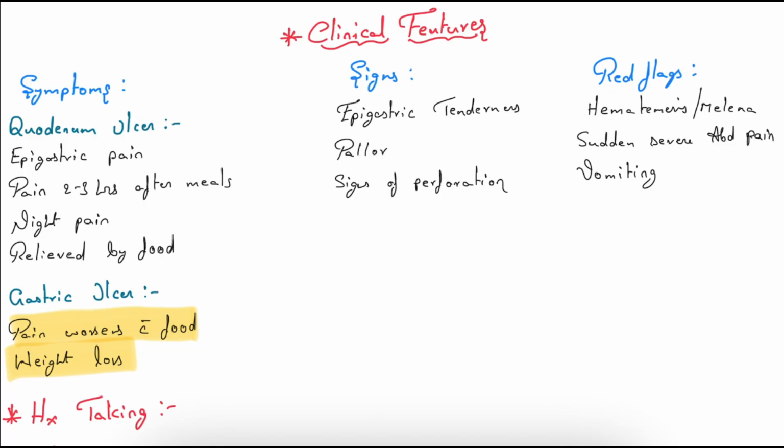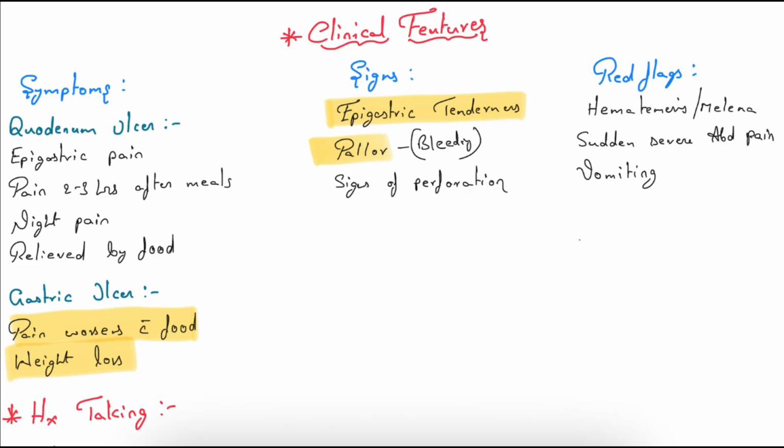So in the duodenal ulcer, we can see mostly weight gain in patients like that. Next, signs. In signs, we can see epigastric tenderness and pallor. Why will the patient get pallor? Because of GI bleeding issues, due to a larger amount of erosion and ulcer formation.